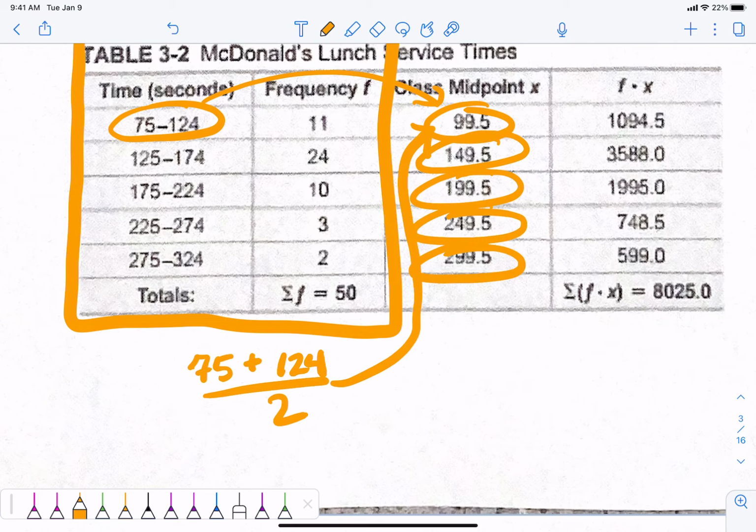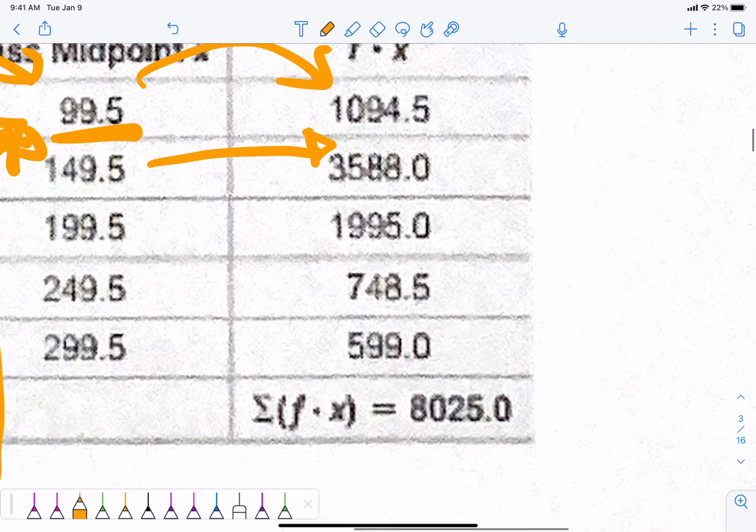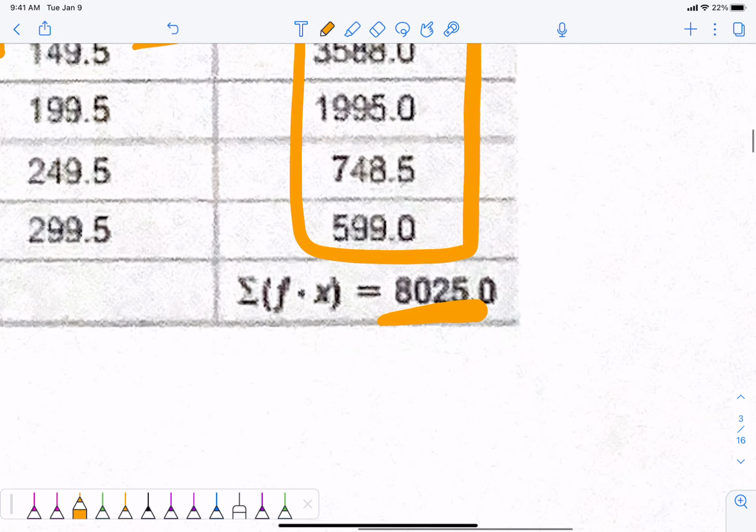All right, good. And then what we're going to do is take 11 times 99.5. And that is this number right here because there are 11 of those numbers, right? There are 11 of them. We take 24 times 149.5 and we get this number, right? We're multiplying the number of numbers times the midpoint. The number of numbers times the midpoint. And then we add all of these up right here, which they've done for us, and it's 8,025.